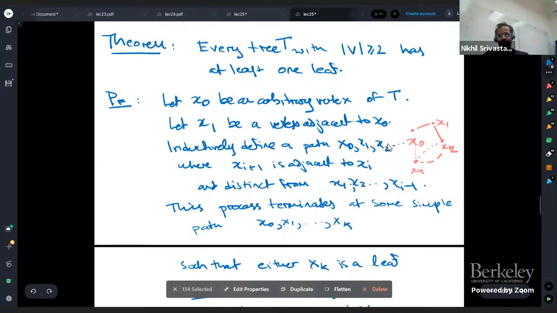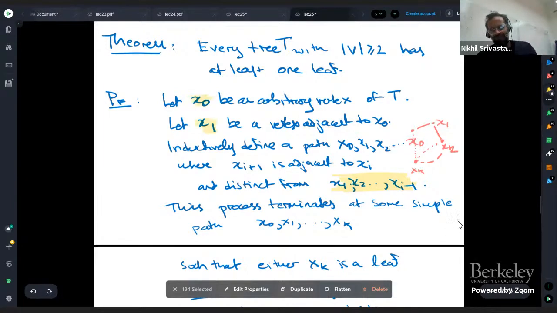Where did I use that there are at least two vertices, by the way? When you chose x1 as a vertex adjacent to x0? Yeah, and I kind of had to choose x1 because in the inductive definition, here I'm talking about x1 through x_{i-1}. And this wouldn't make sense if i was 0. So the base case of my inductive definition has to involve two vertices, x0 and x1. And that's why I needed two vertices.